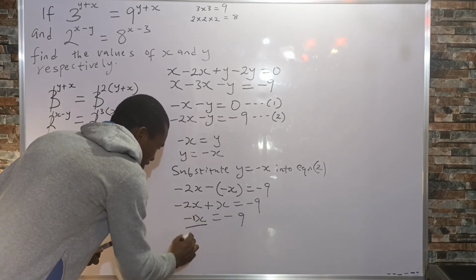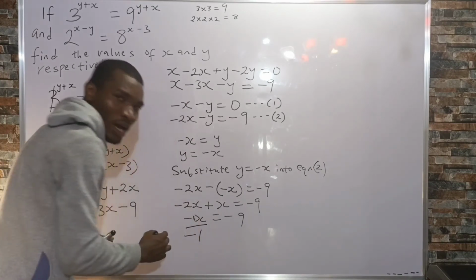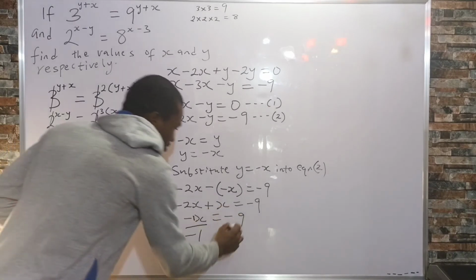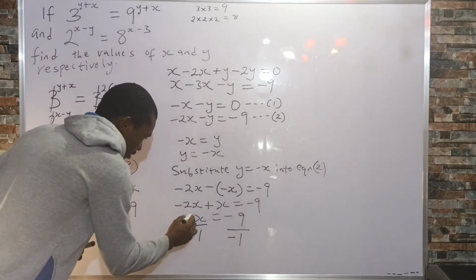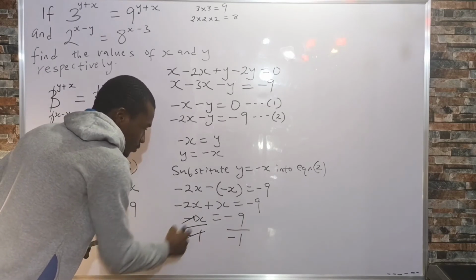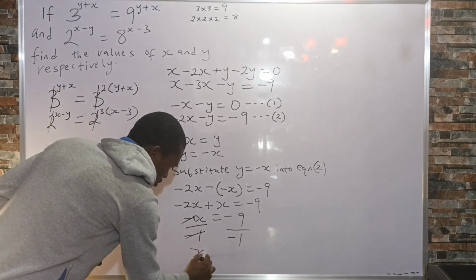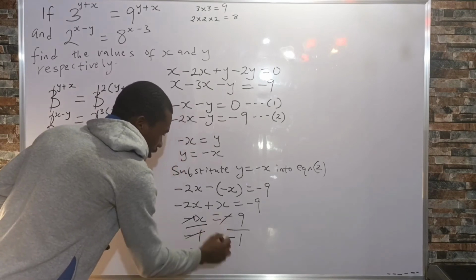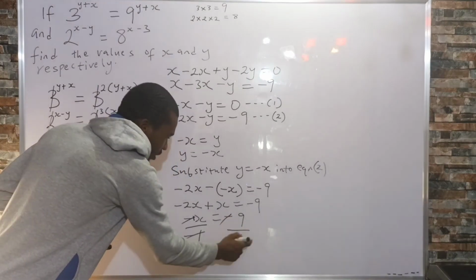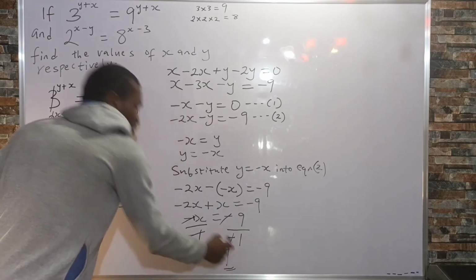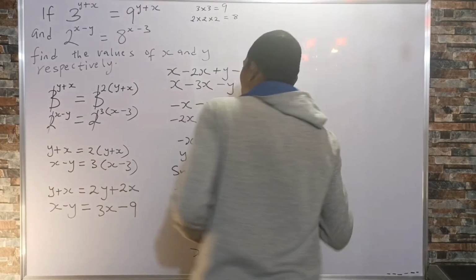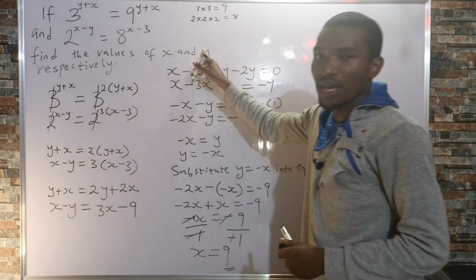So when I divide both sides of the equation by negative 1, which is the coefficient of x, I have negative x divided by negative 1, such that negative 1 will cancel out negative 1. I'm left with x. So x is equal to, minus we cancel out minus, and 9 divided by 1 is 9. So the value of x is that x is equal to 9. But I'm not through yet because we are asked to find y as well.